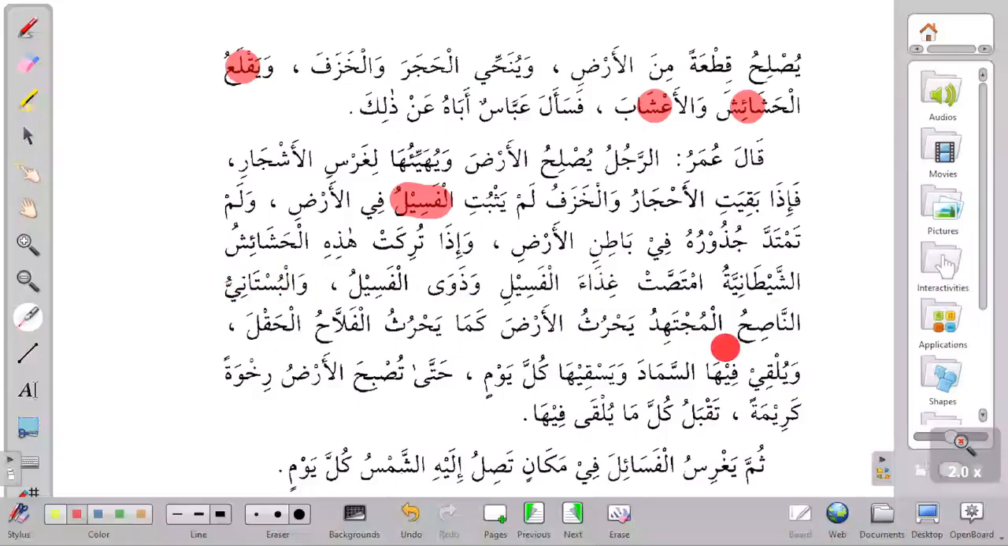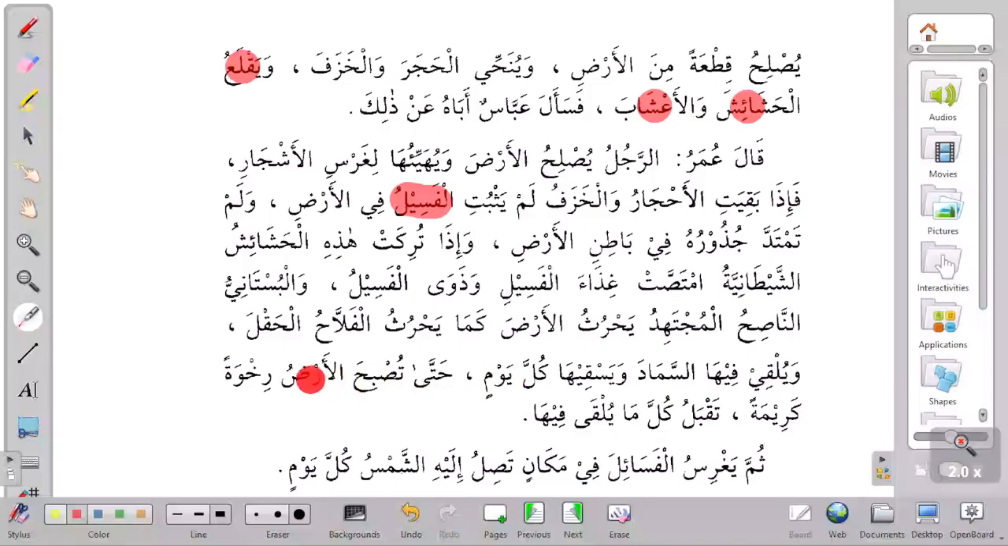وَبُسْتَانِيُّ النَّاصِحُ الْمُجْتَحِلُ يَحْرُسُ الْأَرْضَ كَمَا يَحْرُسُ الْفَلَّاحُ الْحَقْلَ. And then the bustani, the gardener, the good hardworking gardener, يَحْرُسُ الْأَرْض, he plows the earth, just like the fallah, the farmer, plows the field. وَيُلْكِي فِيهَا السَّمَادَ, and then he throws in the earth samad, fertilizer. وَيَسْقِيهَا كُلَّ يَوْمٍ, and then he irrigates it every day.